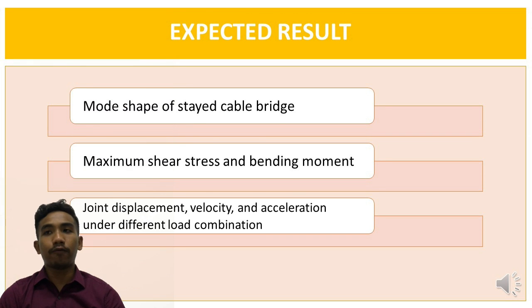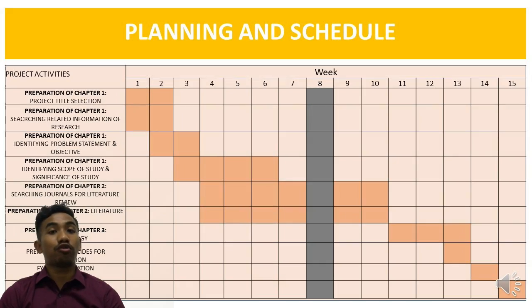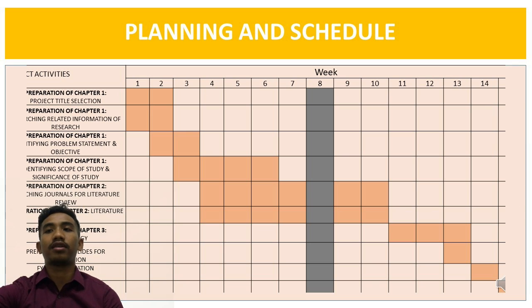What we expect from the result is the mode shape of the cable-stayed bridge, maximum shear stress and bending moment, and joint displacement, velocity and acceleration under different load combinations. For planning and scheduling, I have decided with my supervisor to have a meeting once per week, so he can monitor my progress.